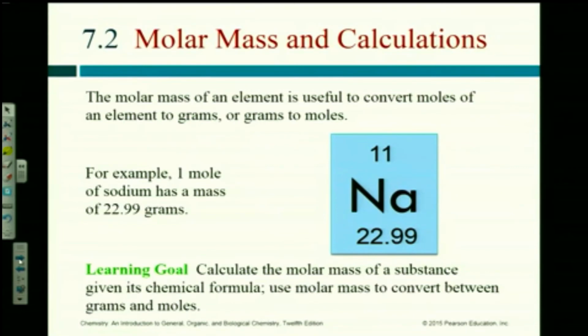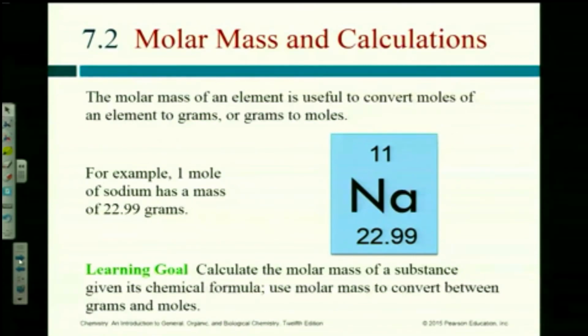But atomic mass units aren't very useful. But if we scale from 1 atom up to 1 mole, we can change this unit from being atomic mass units up to being grams. 1 mole of sodium would have a mass of 22.99 grams. What do you think the mass of 1 mole of aluminum is? 26.98. And where'd you see that? On a periodic table, right? Yes. Okay. That's not too tough, huh?